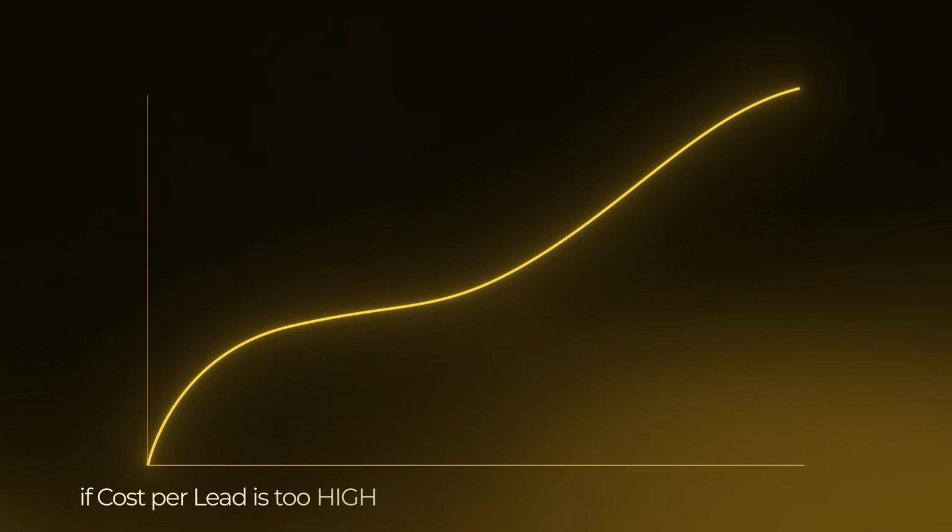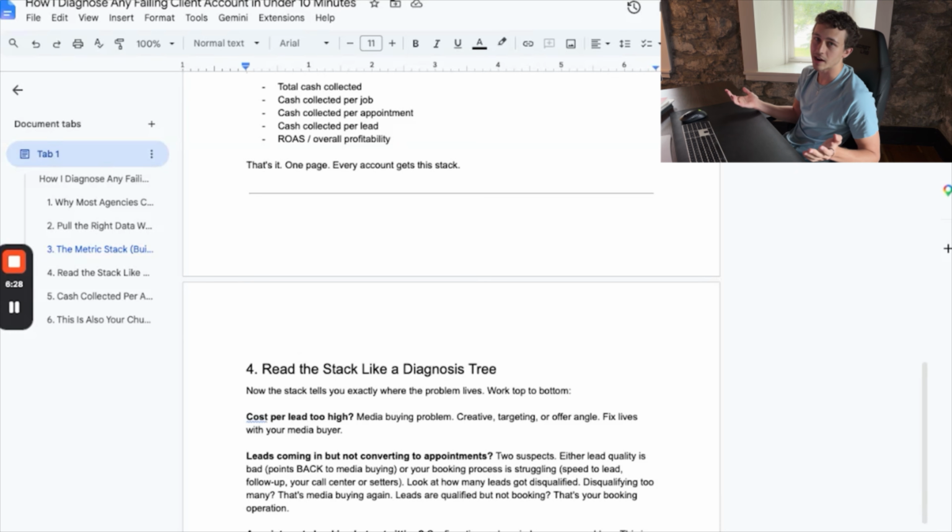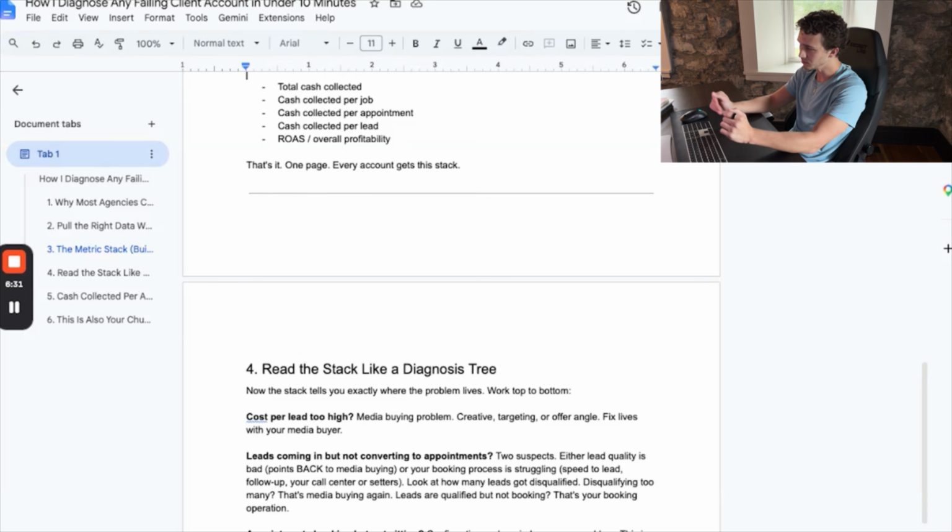If the cost per lead is too high, we might have a media buying problem, right? But even if that's the case, maybe cash collected is outstanding at the bottom of this funnel, and maybe you can justify your higher cost per lead, but you don't know. So just for the sake of this example, cost per lead is too high. I can automatically assume maybe we're having a media buying problem. Is it creative, targeting, offer angle? Then I know where to put the time and energy if lead cost is too high and there's not enough cash collected to account for it at the bottom, or the ROAS as well.